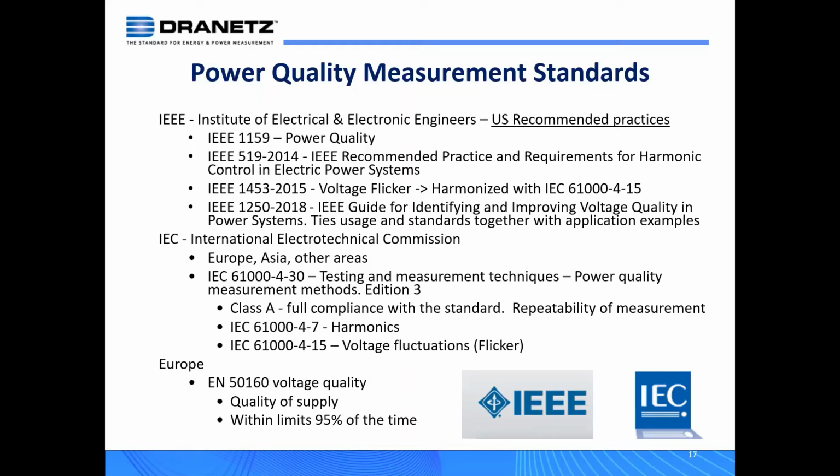Now, what Class A means is that it's in full compliance with this standard. It means you have repeatability of measurement. The base need for 61000-4-30, as identified, is that there was an age-old problem in the power monitoring industry where you didn't know who to trust. You put two instruments in parallel measuring the same thing, and they could potentially give you two different answers from different manufacturers. So this leveled the playing field, and it defined the techniques.